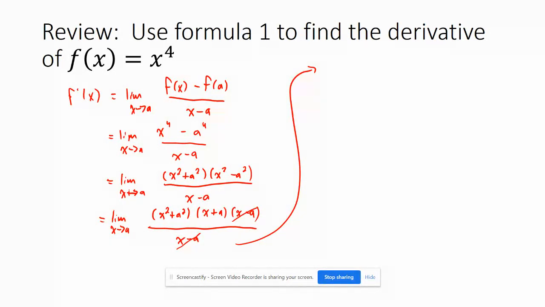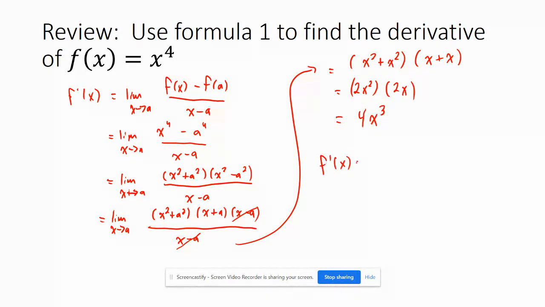So I'm going to take this x and put it in for the a over here. So this equals x squared plus x squared times x plus x over here. So x squared plus x squared is 2x squared times x plus x is 2x, which gives us an answer of 4x cubed. Okay, so in other words, f prime of x equals 4x cubed, and this is the derivative of x to the fourth that we had there.